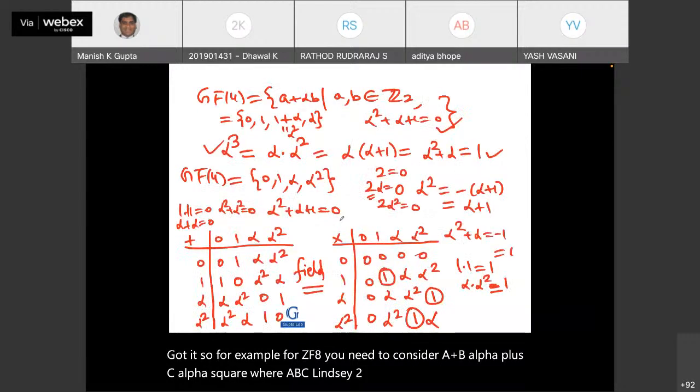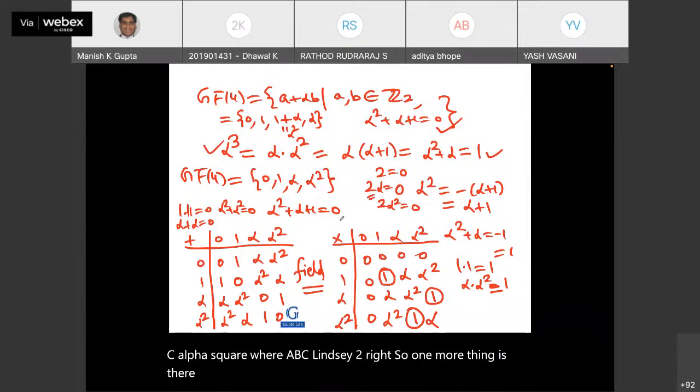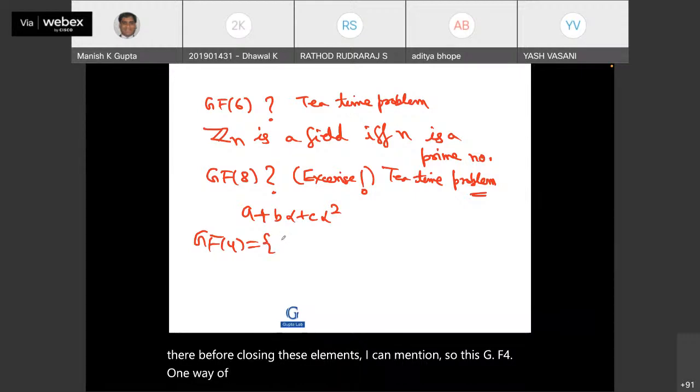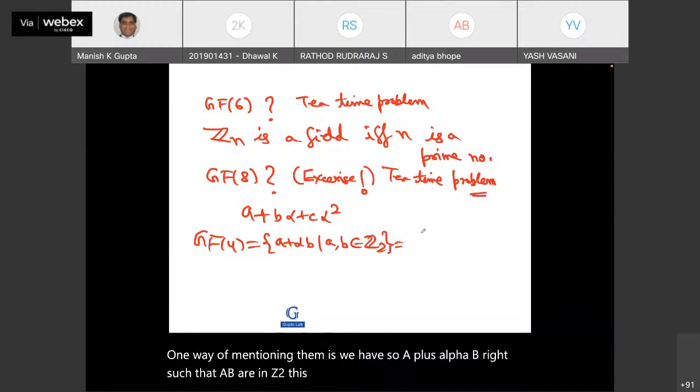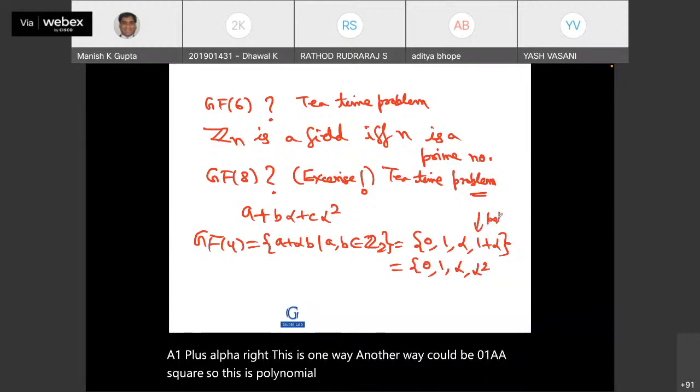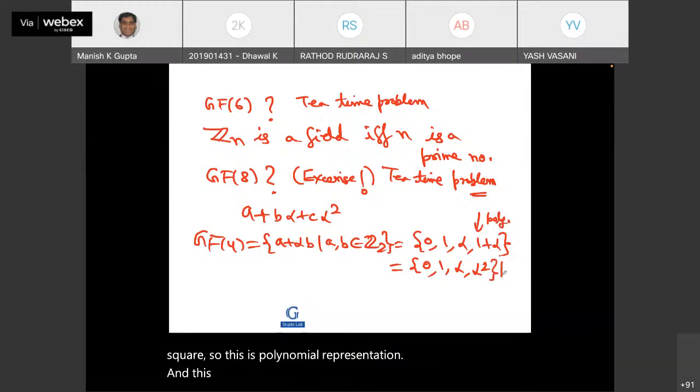One more thing before closing, these elements I can mention. This GF(4), one way of mentioning them is a plus alpha b, such that a and b are in Z2. You can write this as 0, 1, alpha, 1 plus alpha, right? This is one way. Another way could be 0, 1, alpha, alpha square. So this is the polynomial representation. And this is the power of alpha representation.